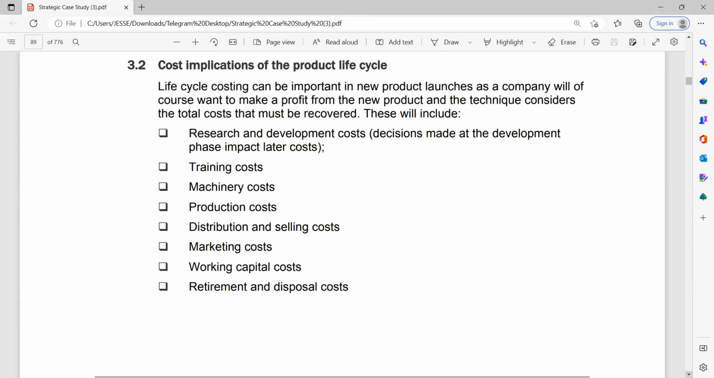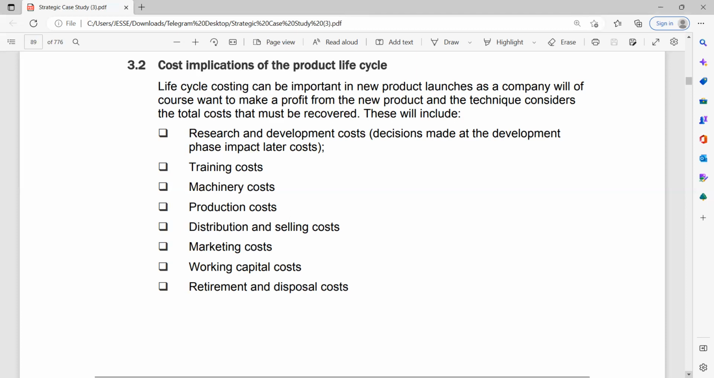You have to look at production costs. You have to look at marketing costs. You have to look at disposal costs. You have to look at machinery costs. All these are costs that must be taken into consideration when looking at the product life cycle, right? So just remember this, right?